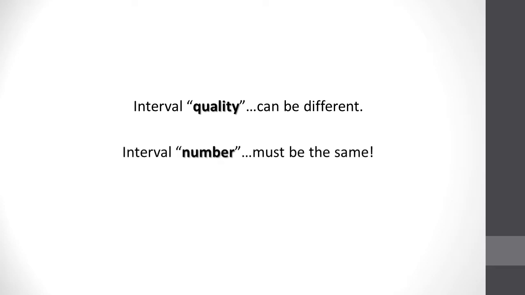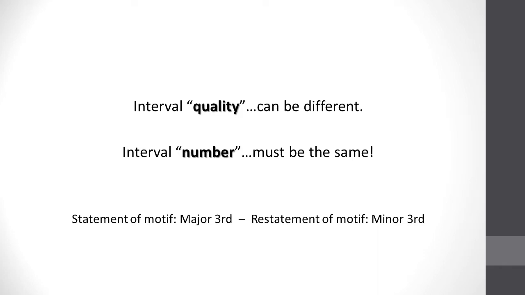When a melodic motif is restated, the interval quality can be different. The interval number, however, must be the same. In other words, a melodic motif can consist of a major third and then reoccur with a minor third. But it cannot first occur with a third and then reoccur with a fourth. There are exceptions to this, which you will learn about when we study the development of motifs. In this lesson and the assignments for this lesson, we will only be dealing with motifs that reoccur with the same interval number. Let's look at an example that will help illustrate this.